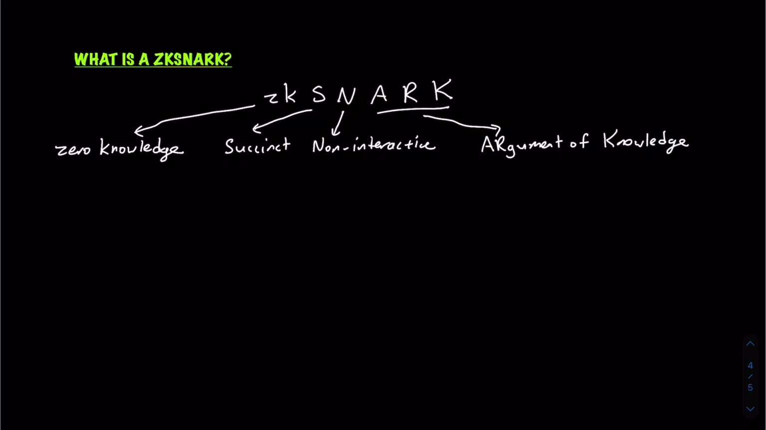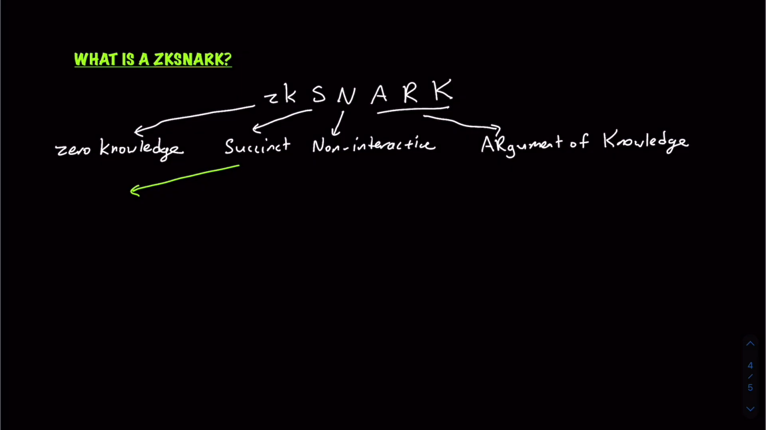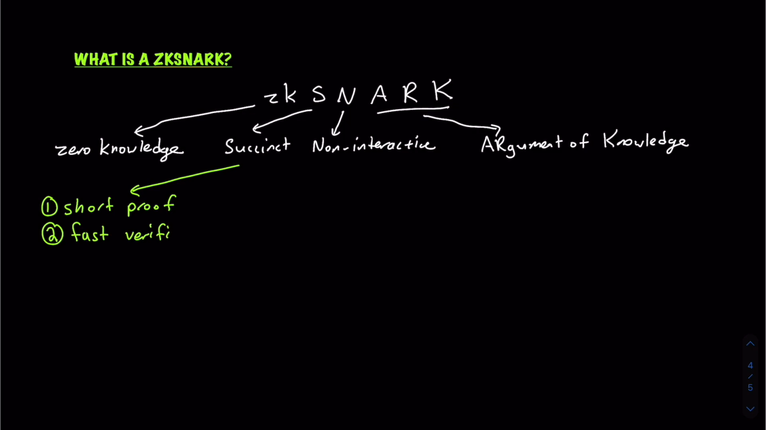Let's start with succinct. For a proof system to be succinct, two things need to happen. The proof has to be short, and the verification time has to be fast. But how short and how fast? In formal terms, we say that the proof should be sublinear in the witness size, and verification time should be sublinear in the circuit size. Basically, the proof size and verification time shouldn't grow linearly as the problem gets bigger.